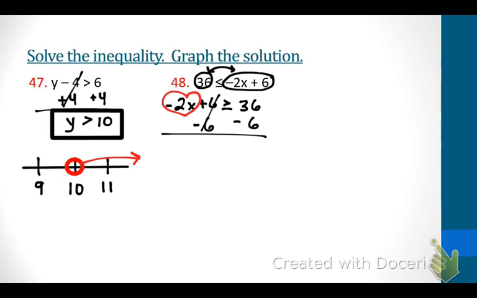Brody, what do I get when I do that on the left side? I got left side 0. Negative 2x is still left, is greater than or equal to, and what's on the right side? 30. 30, very good. Ayana, how do I get x by itself?